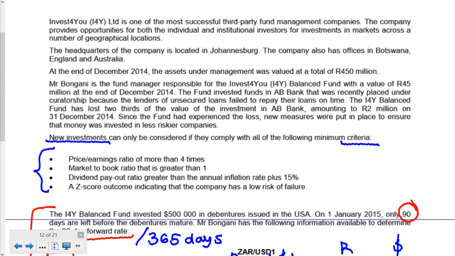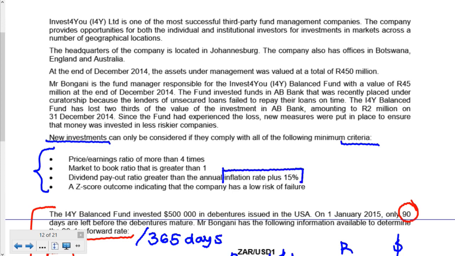Market to book ratio: market value of equity over book value of equity. Market to book must be more than 1. Dividend payout ratio: what percentage we pay out as a dividend, isn't it? Which is dividends divided by profit after tax. It must be bigger than inflation plus 15%.